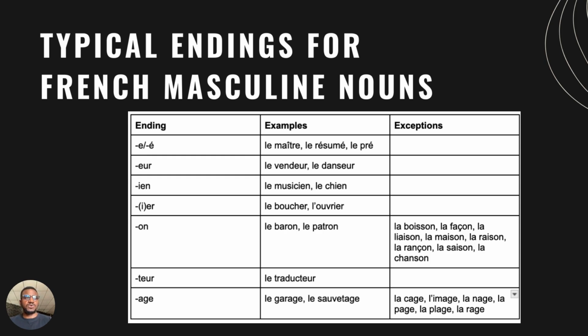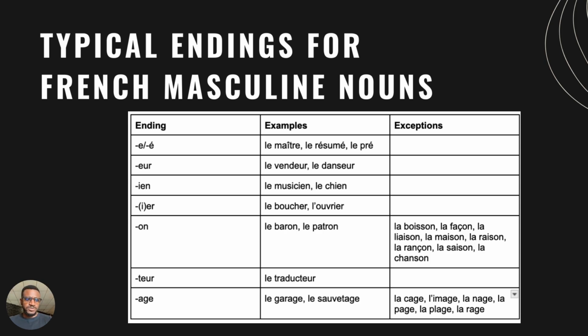But then there are also what are called exceptions, where a noun can have an ending but be of the opposite gender. So you can have ON: le baron, le patron, they're masculine because of the ending. But then there are exceptions: la boisson, la façon, la liaison, la maison, la raison, la rançon, la saison, la chanson. All those ones are feminine, even though they've got that ending. Those are what we call exceptions.